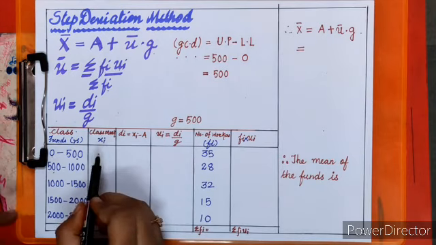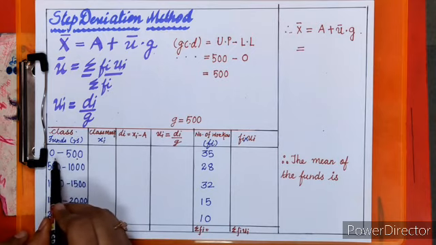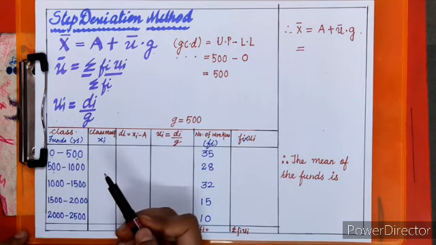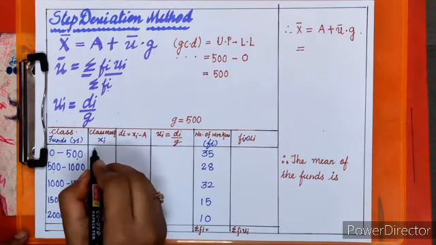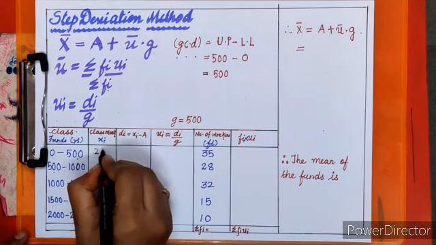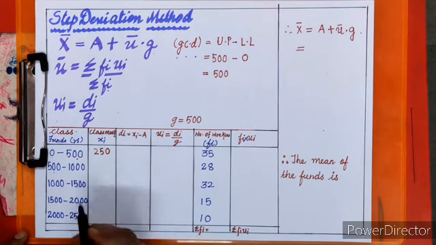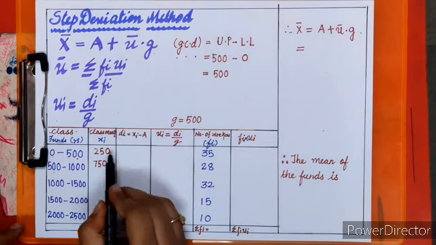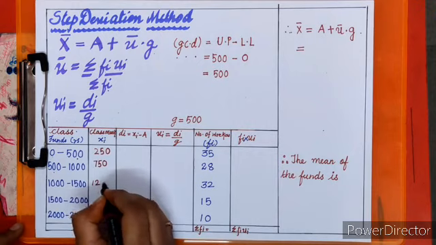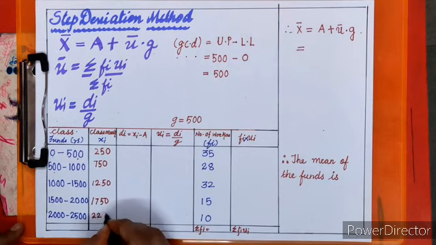Coming to the second column, the class mark, you know that the class mark is the middle term of the given class: lower limit plus upper limit divided by 2. So 0 plus 500 is 500 and 500 divided by 2, which means half of 500, is 250. 500 plus 1000 is 1500 and half of 1500 is 750. So once you know the 2 class marks, you can start writing the other ones: 1250, 1750 and 2250 is your class mark.